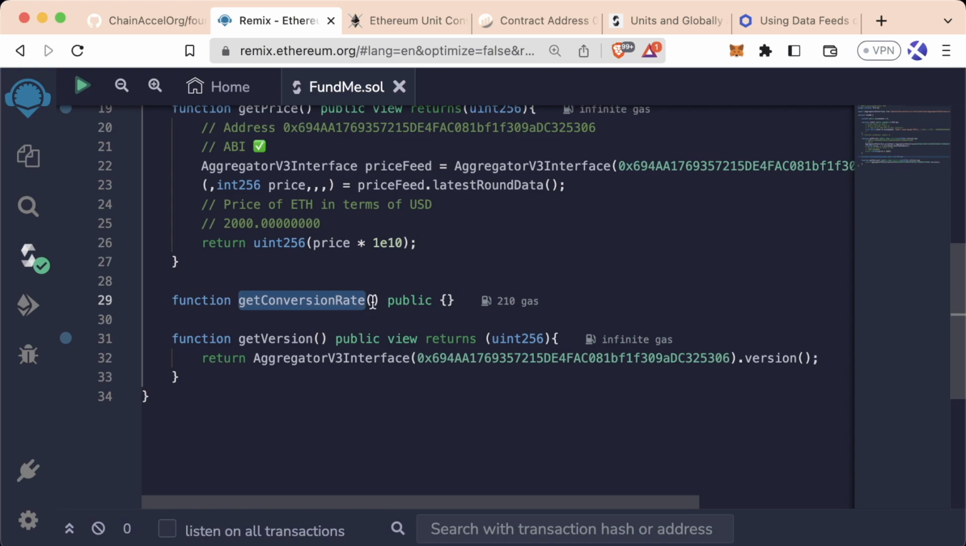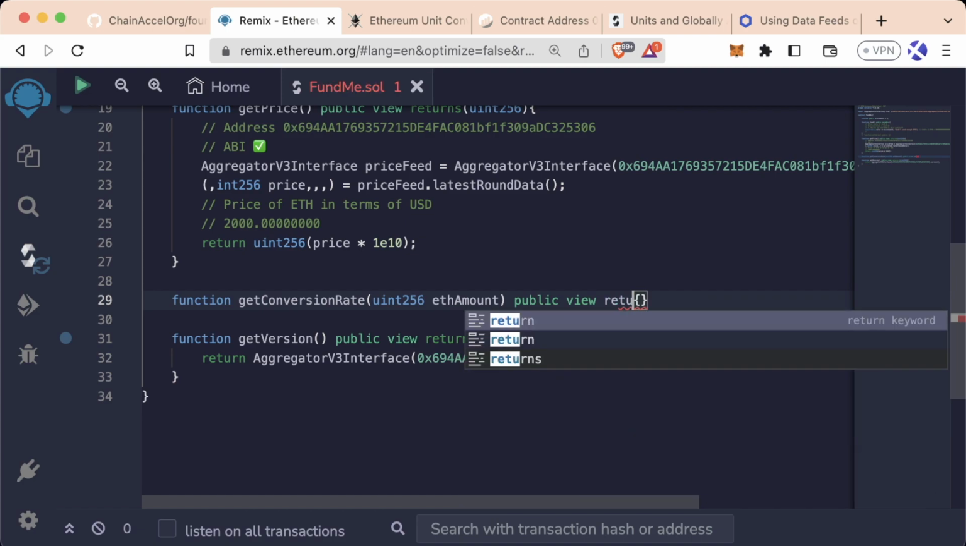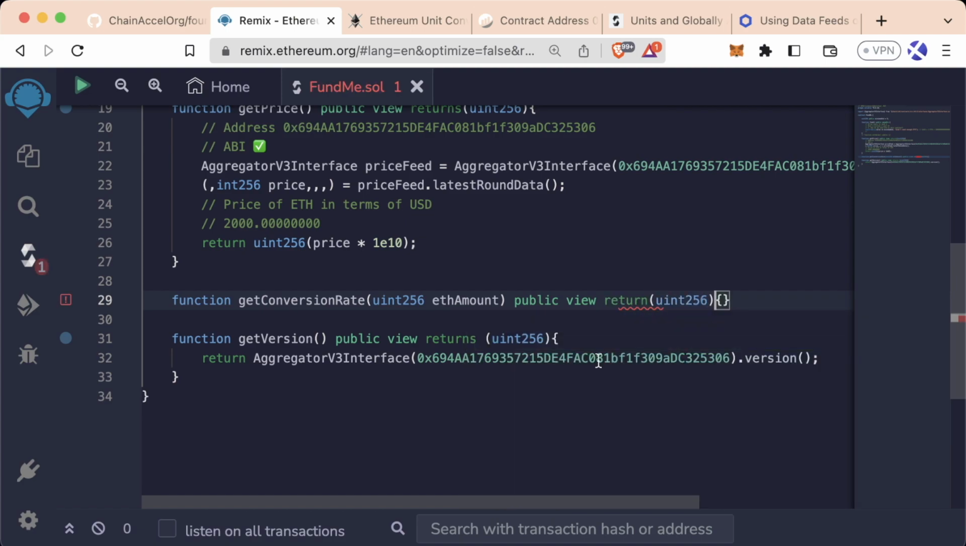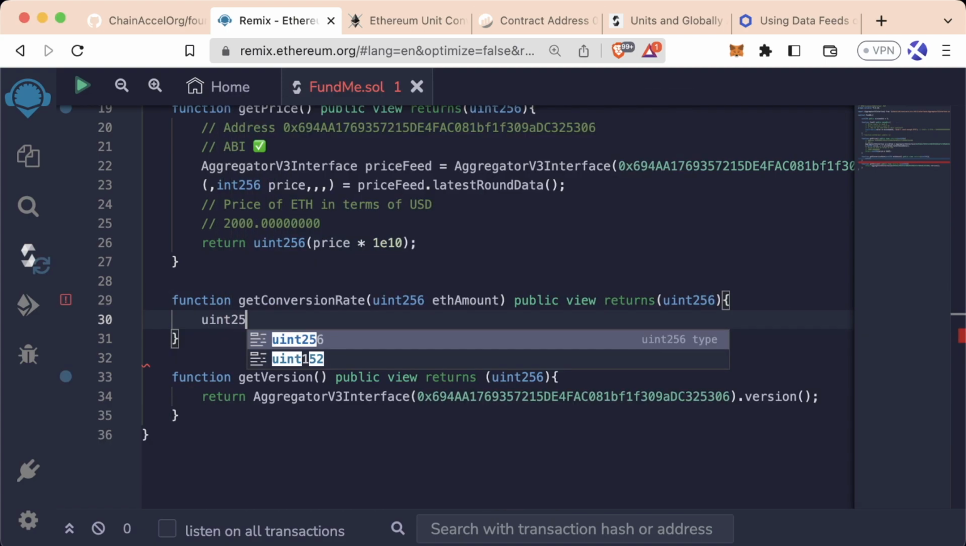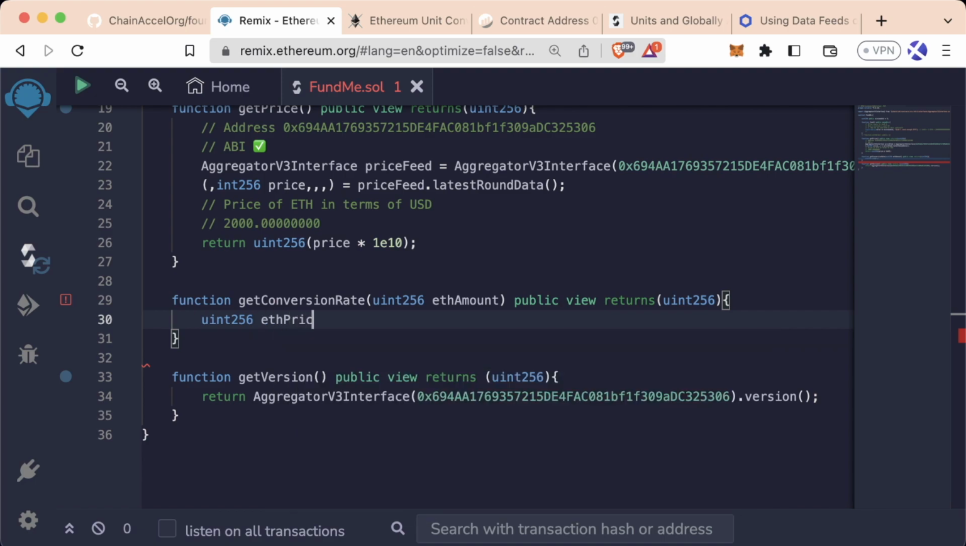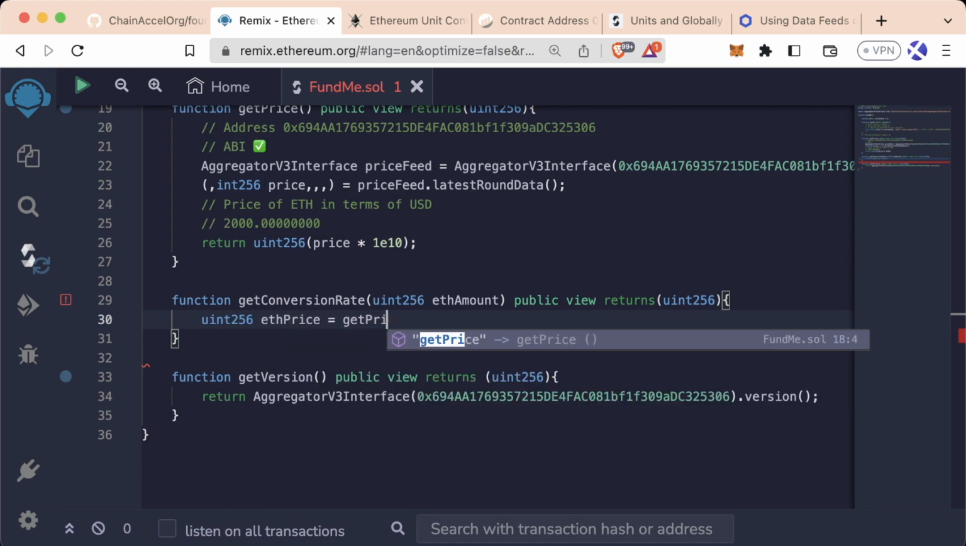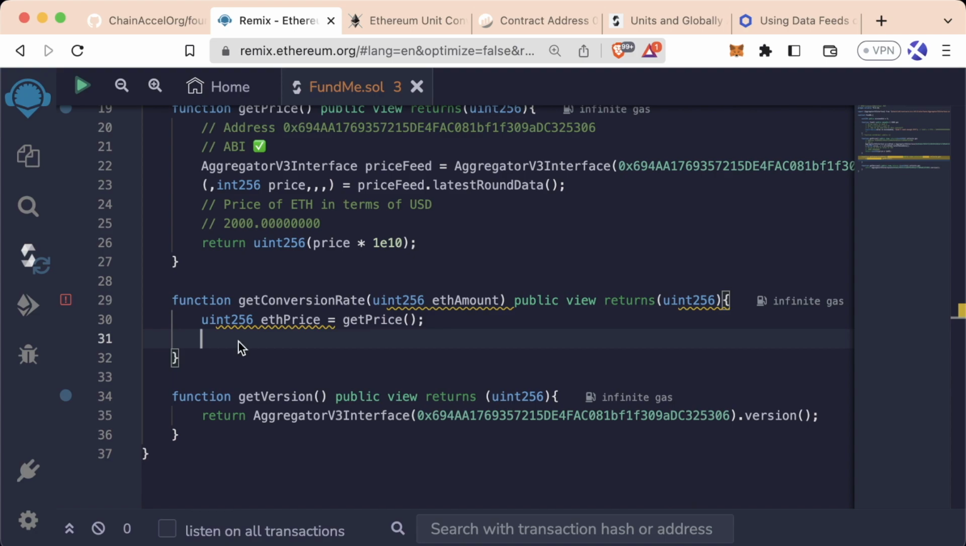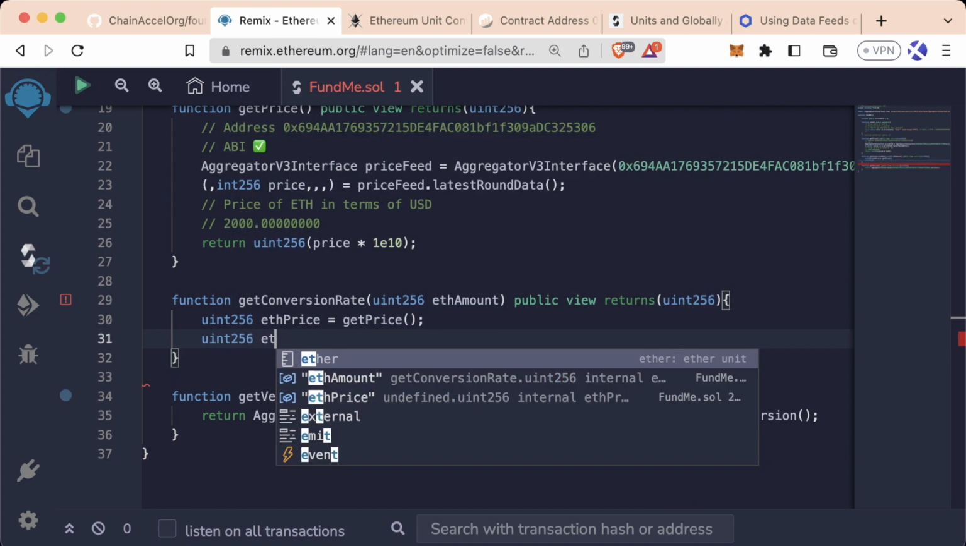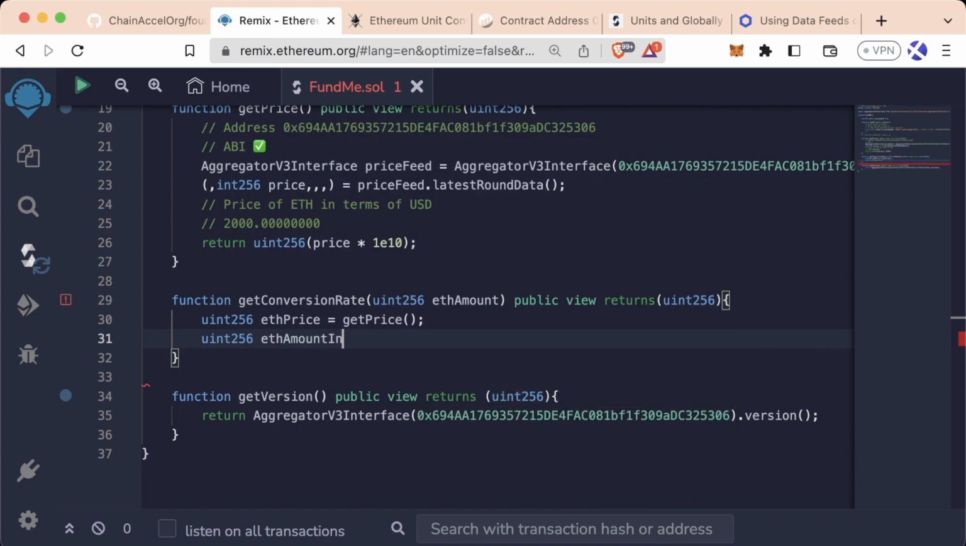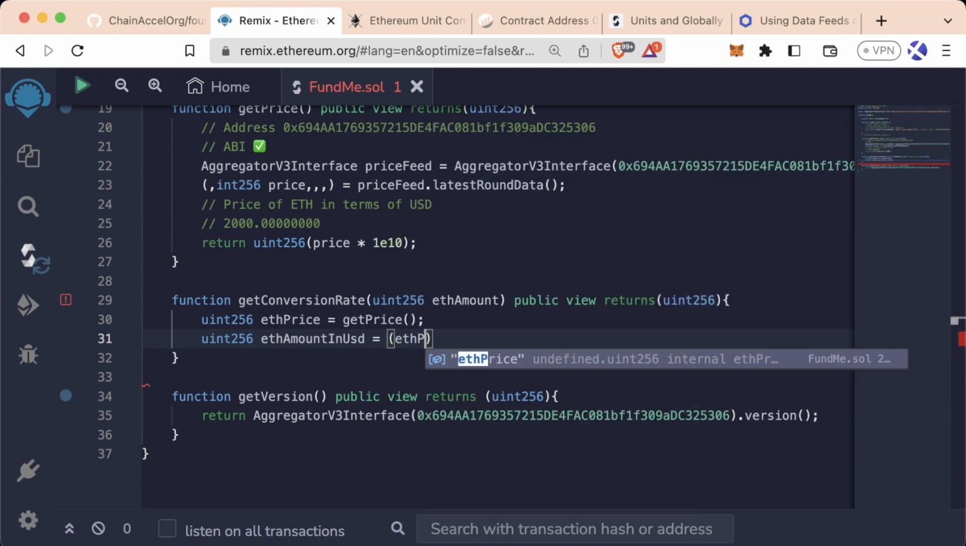This get conversion rate function is going to take a uint256 ETH amount as an input, and we're going to convert this ETH amount to its value in dollars. This will be a public view function that will return a uint256. So first, we're going to get the price of Ethereum by doing uint256 ethPrice equals our getPrice function that we just defined. And then we're going to do uint256 ethAmountInUsd equals ethPrice times ethAmount.